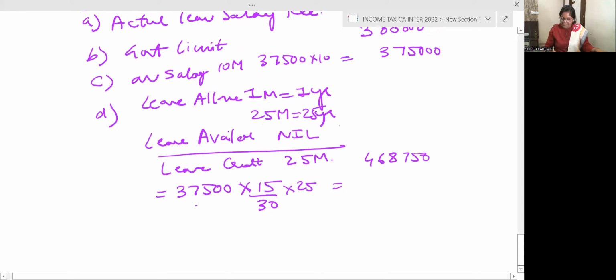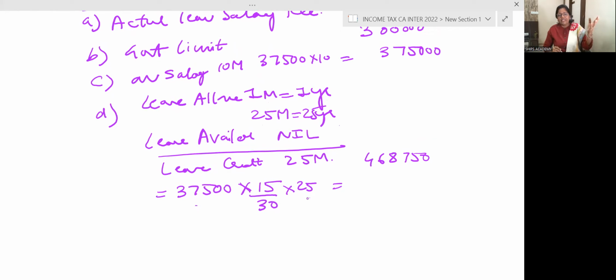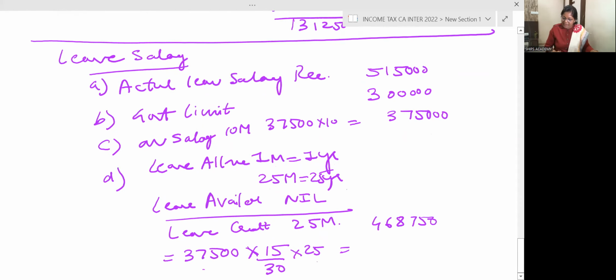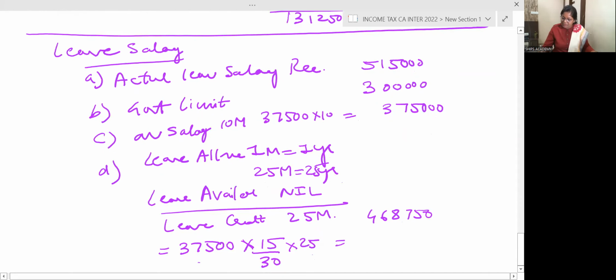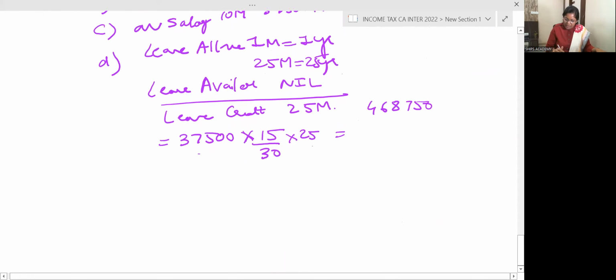So 15 by 30 and completed years. If it was covered, we would have taken 15 by 25. And even the fraction, we would have taken 25 years and 9 months as 26 years. Yes, same. But the least is exempt. So how much exemption will you get? 3 lakh. So what is the taxable leave salary?